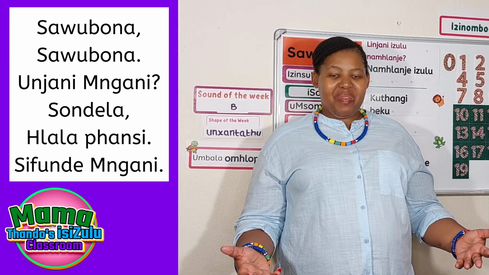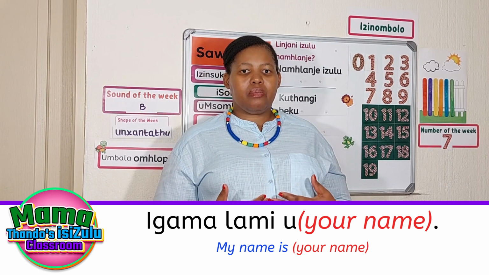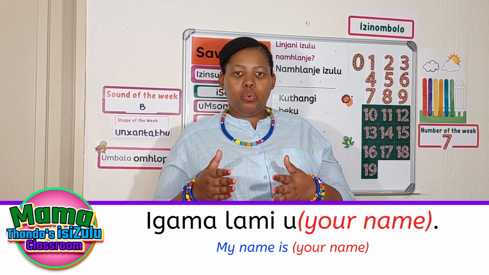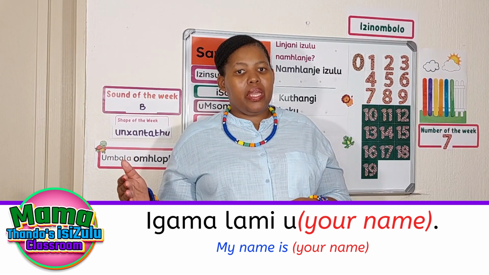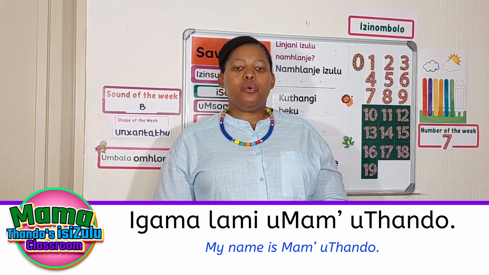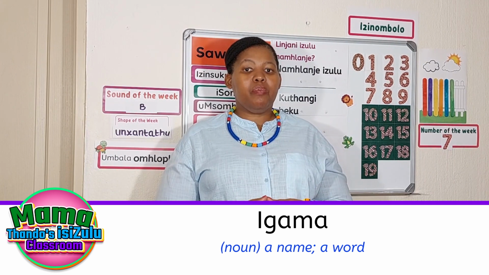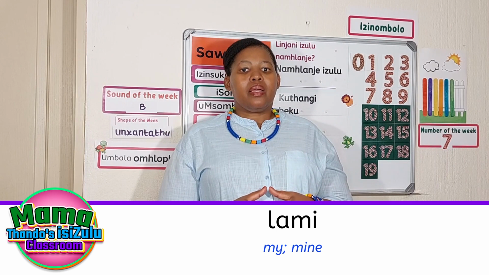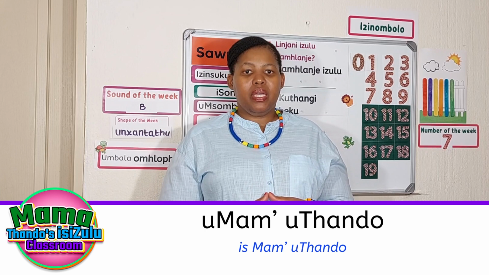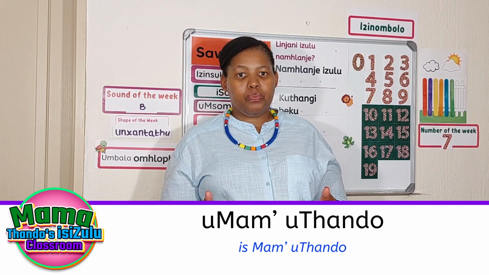Yebo, sawubona mngani. To say, my name is, in isiZulu, we say, igama lami u, and then we say the name. So, what I said to you is, igama lami uMama Thando. Igama is a name or a word. Lami is mine. And then I told you my name. uMama Thando is Mama Thando.